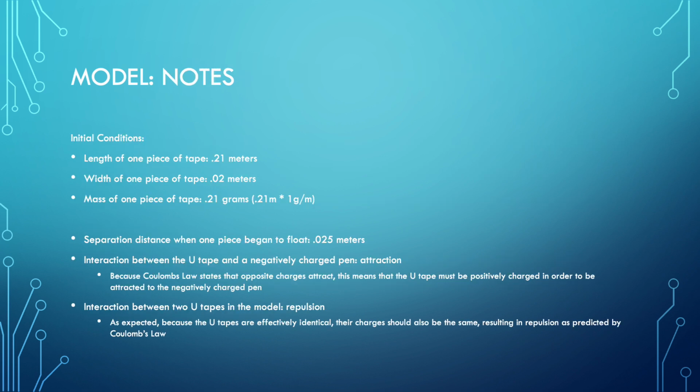I made note of the initial conditions of the lab, length, width, and mass of the tape, and I found that the separation distance when one piece began to float was 0.025 meters. The interaction between the U-tapes and a negatively charged pen was attraction, which meant that the U-tape must be positively charged in accordance with Coulomb's law. Next, the interaction between two U-tapes in the model was repulsion, which should also be expected because as the tapes are effectively identical, they should repel.